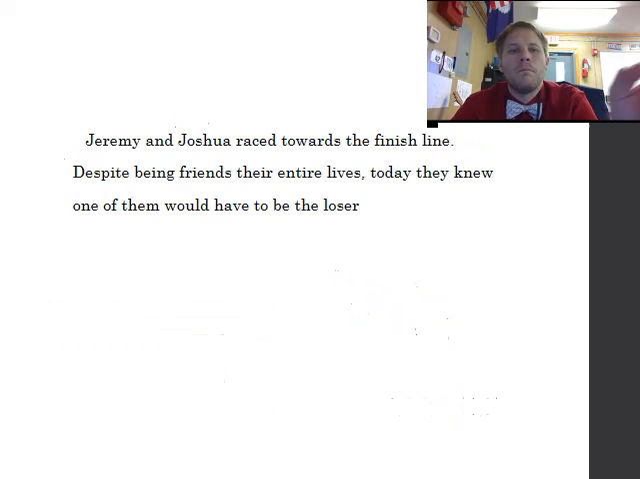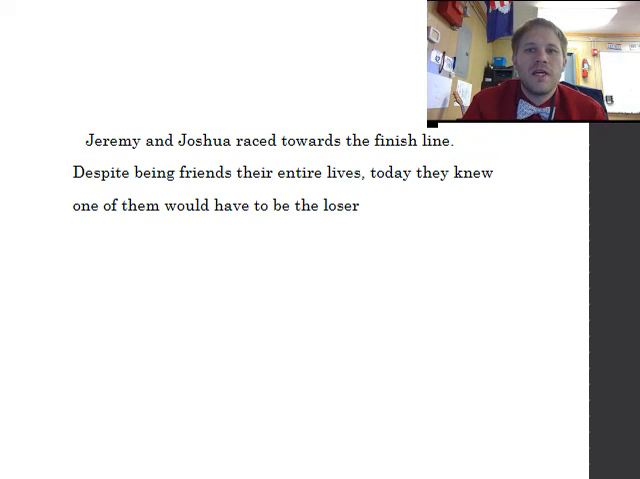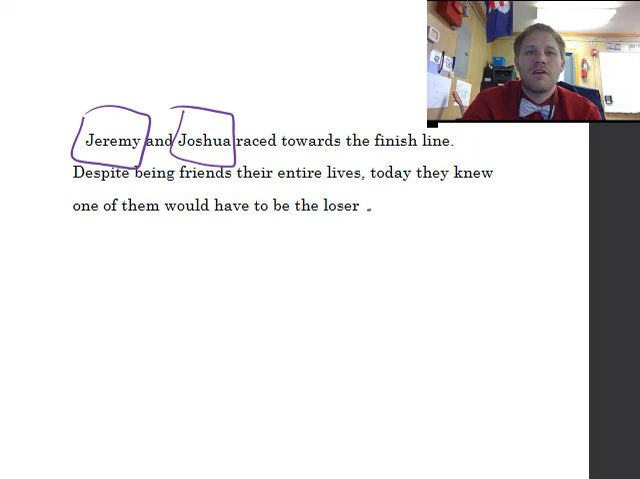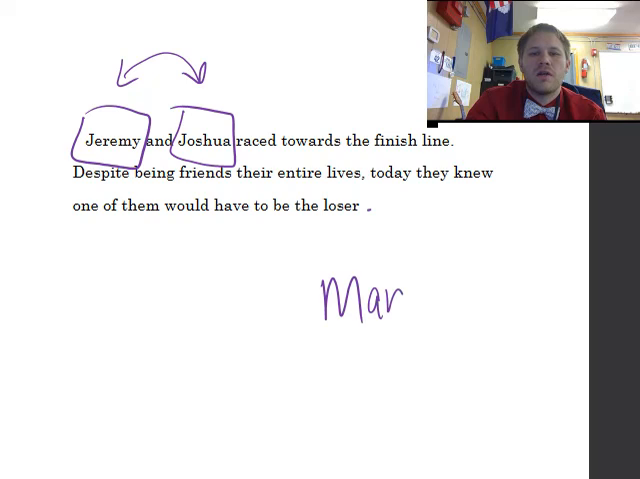Here's another one. "Jeremy and Joshua raced toward the finish line. Despite being friends their entire lives, today they knew one of them would have to be the loser." This example shows you that it's not always good guy, bad guy. That's just the best way to think about it. But you have two major characters, Jeremy and Joshua, and they're racing against one another. The conflict is between those two characters, so this is man versus man conflict.